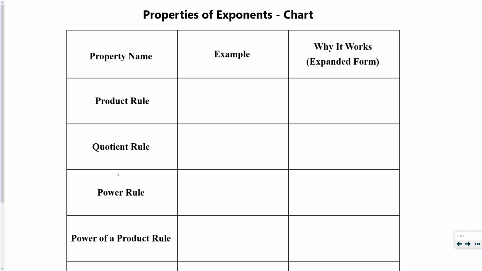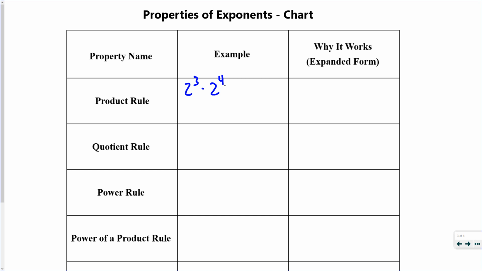There are lots of different properties: the product rule, quotient rule, power rule, and exponents have all sorts of patterns, as we said before, that govern good shortcut ways to write everything. So let's start with our first example. Let's say we had two things that are multiplied together. Let's say we had 2 to the third times 2 to the fourth, and we wanted to figure out what that might equal.